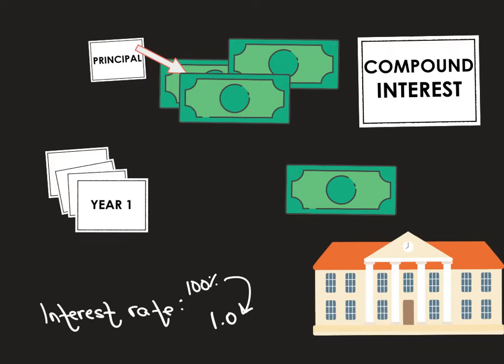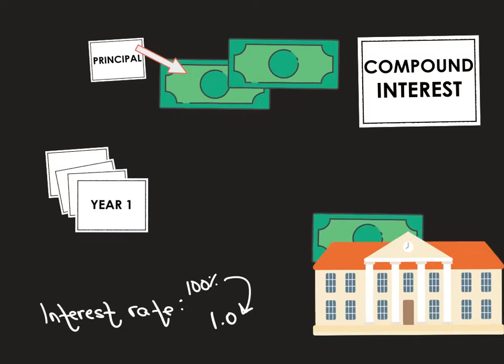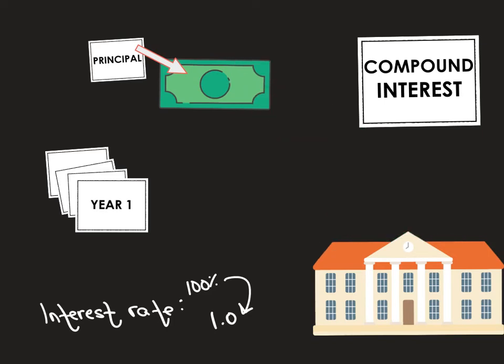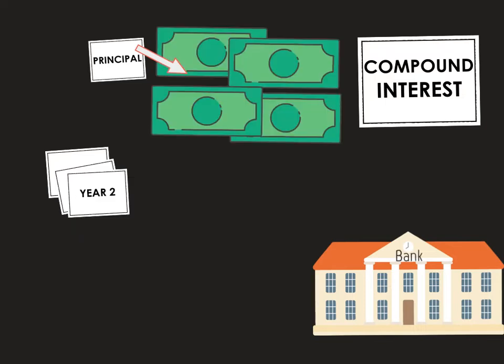Okay, now here's the part that's different about compound interest. We're not only going to put the $200 that we earned, we are going to put everything in the bank. So how much money do we have in the bank right now? If you guessed $400, you are absolutely correct. And here's the difference with compound interest.